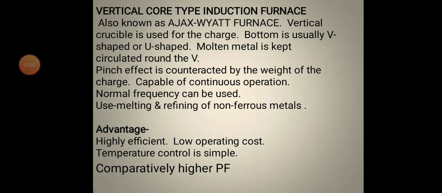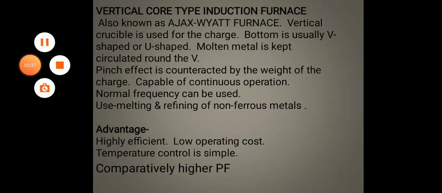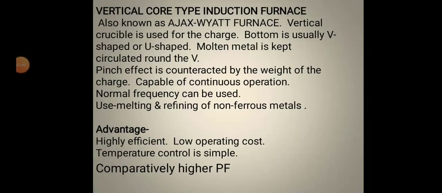The second type of core type or low frequency induction furnace is the vertical core type induction furnace, also known as the Ajax Wyatt furnace. This is a very important question from the UEET subject. In many previous papers, this Ajax Wyatt furnace is asked for 7 marks. A vertical crucible is used for the charge. The bottom is usually V-shaped or U-shaped. Molten metal is kept circulating round the V.